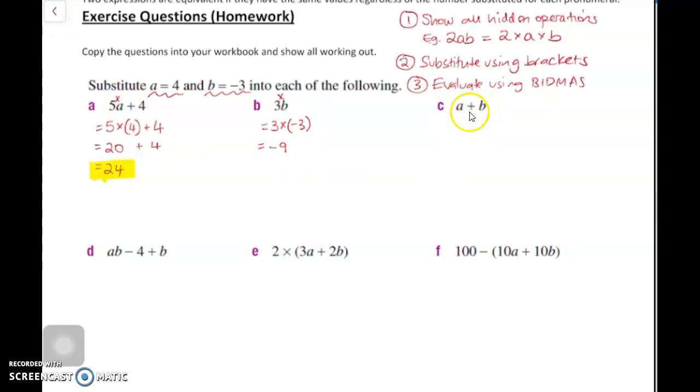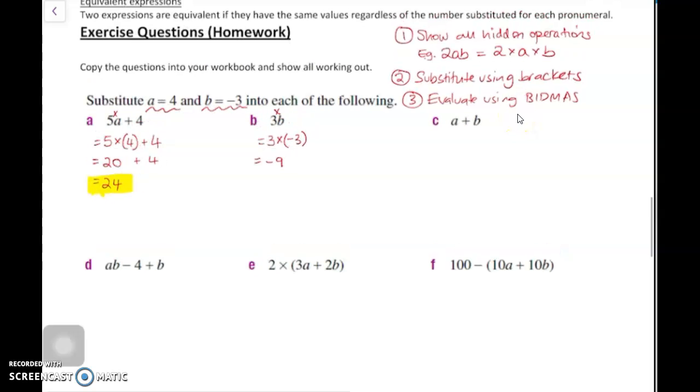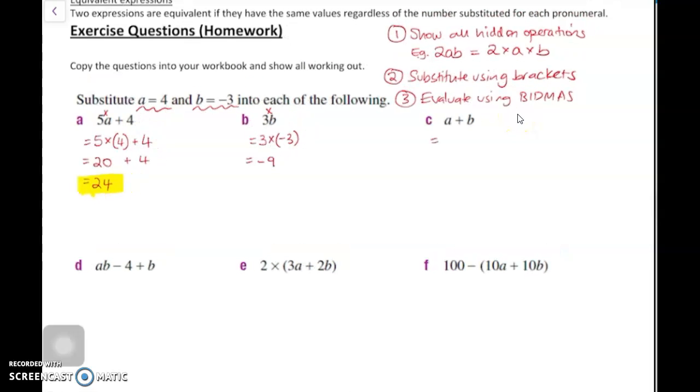For the next question, we don't have any hidden operations. All we need to do is just substitute the values. So A is 4, so I substitute in 4 plus B, which is -3. And that gives us 1.